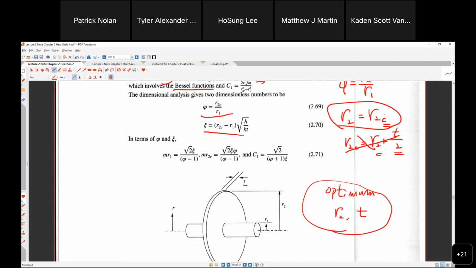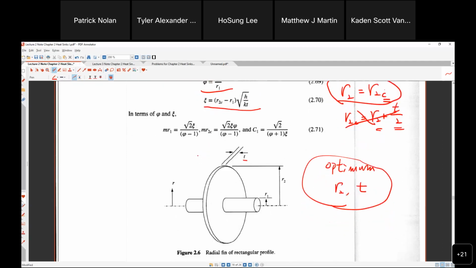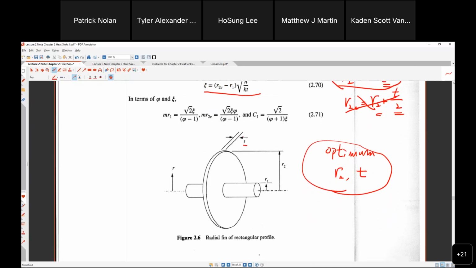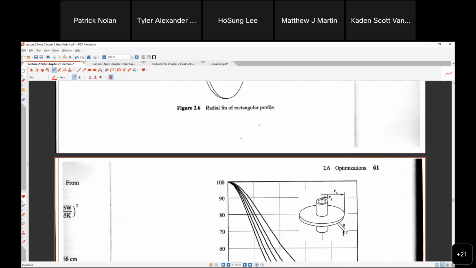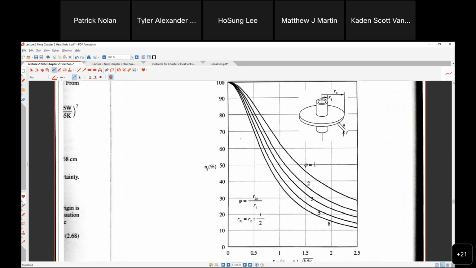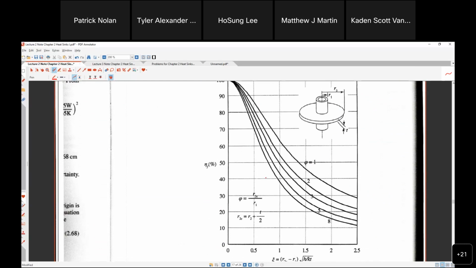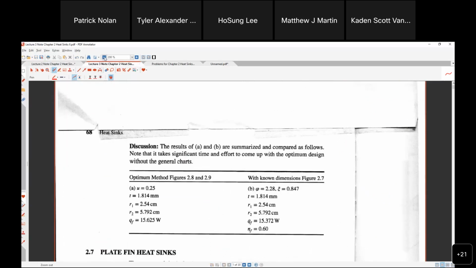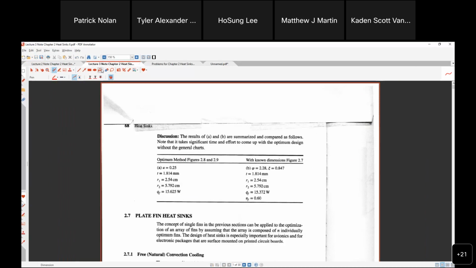But anyhow, here we have phi and psi, R2 minus R1 times h over kt. Once we have phi and psi, I use them and plot it.